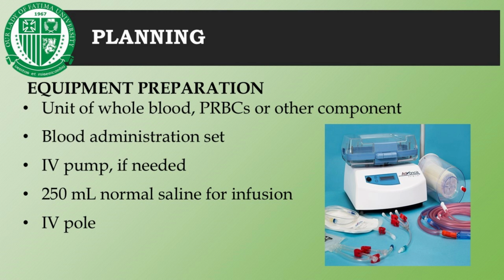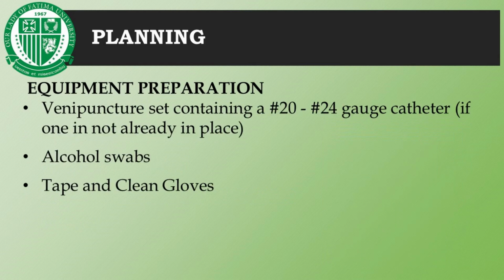We should also plan the equipment preparation. The equipment includes a unit of whole blood, PRBCs, or other component, a blood administration set, an IV pump if needed, 250 milliliters of normal saline for infusion, an IV pole, a venipuncture set containing a number 20 to 24 gauge catheter if one is not already in place, alcohol swabs and tape, and clean gloves.